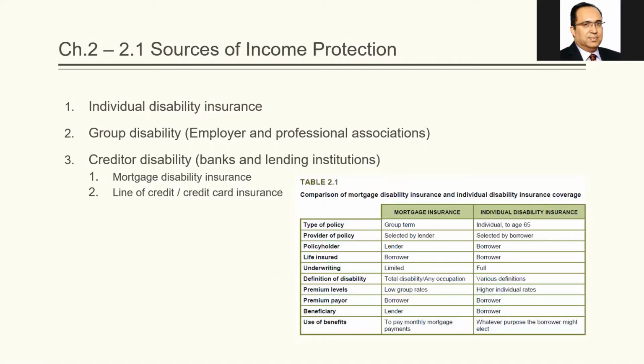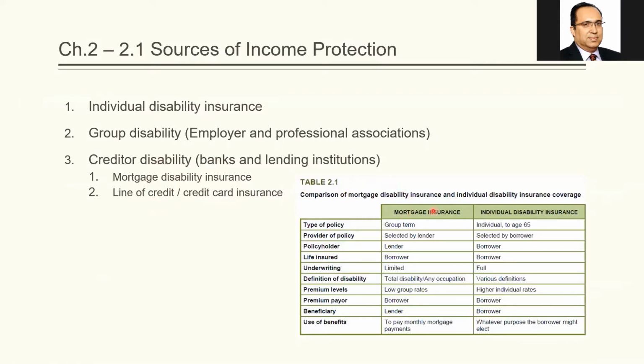And then the third one is creditor disability through the banks and the lending institutions. So the banks offer this type of coverage: if you become disabled, then your mortgage payments are going to be covered. So this is through the banks and lending. They have mortgage disability insurance, and they have it for line of credit. Usually it will just pay the minimum payments for the mortgage or the line of credit. But in some cases it may pay off the total amount, but that depends on the policy, right?